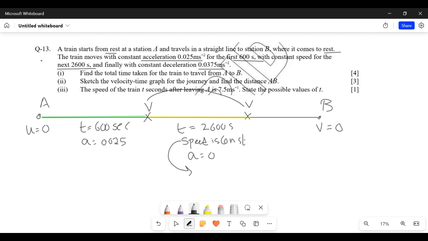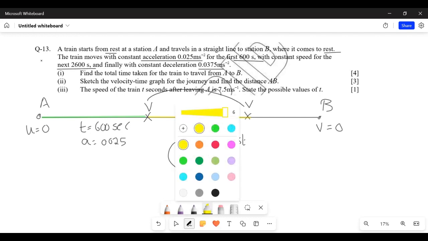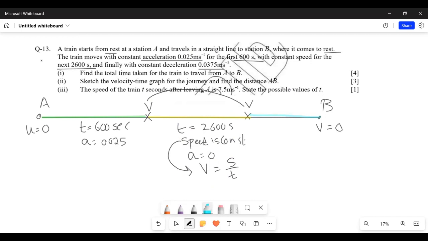So speed equals distance over time, or S equals Vt. Okay. And then for the third part of the journey, we know that finally there is a constant deceleration of 0.0375, so negative 0.0375. All right, find the total time taken for the train to travel from A to B.